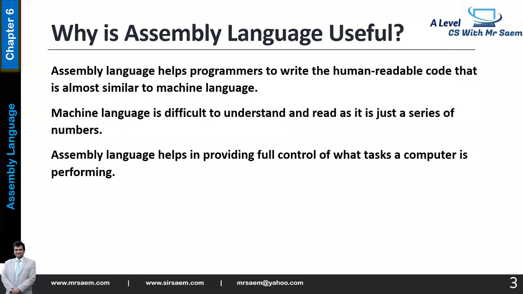So I just talked about why assembly language needs to be used. I told you that it's difficult for machines to understand high-level language. So assembly language gives full control to the person who is trying to work with a particular computer architecture. It basically gives a lot of control to that particular person.